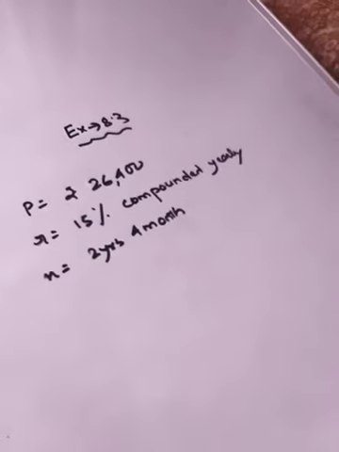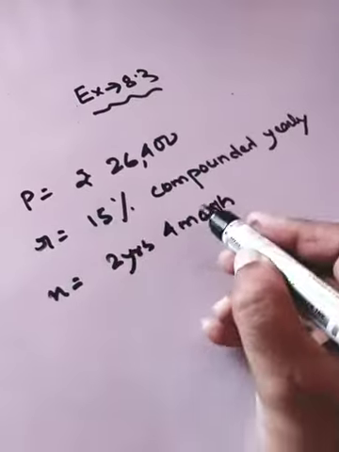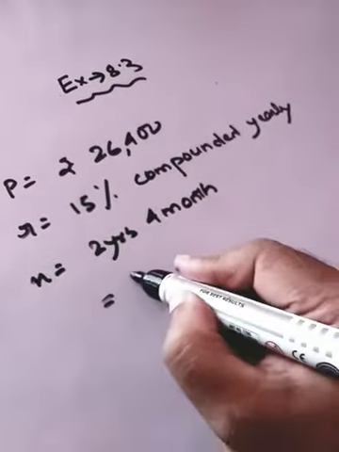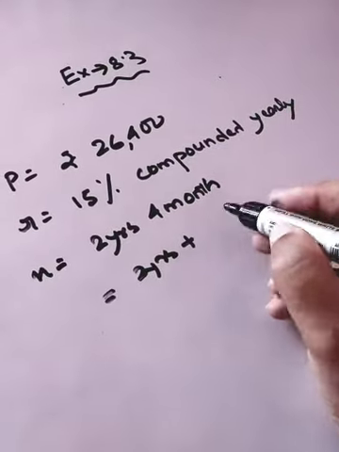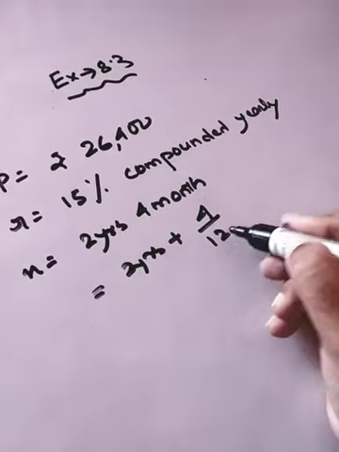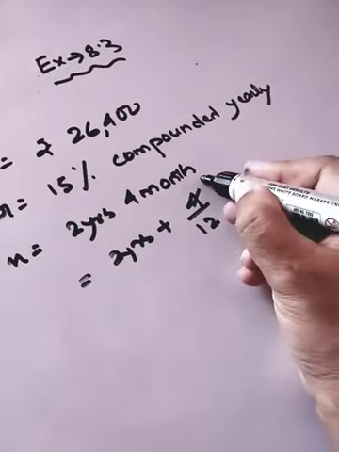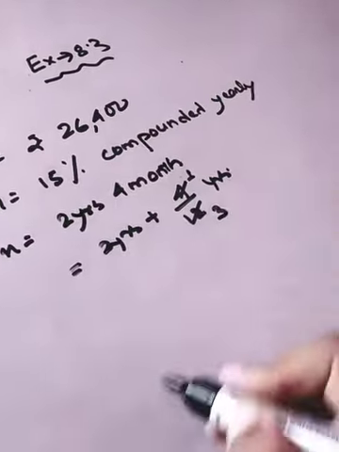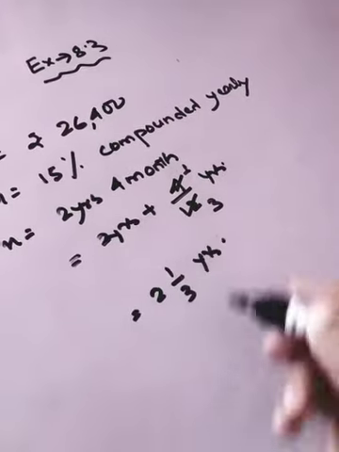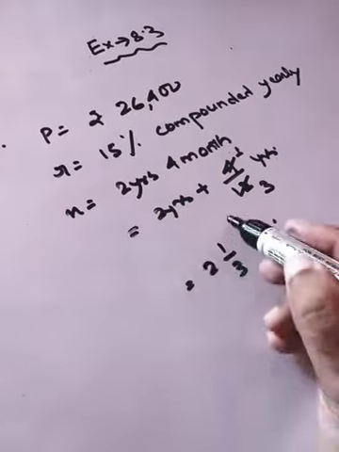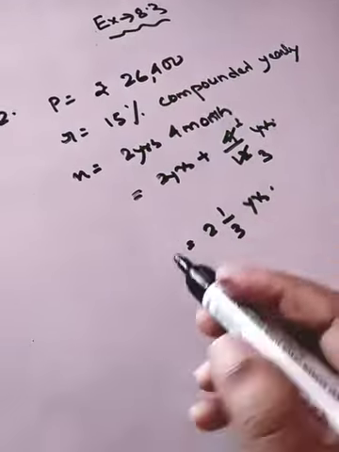Now n is given as 2 years 4 months. So you have to convert this whole term into year form. So 2 years plus 4 months converted into years, so you divide by 12. Now reduce it: 4 ones are 4, 4 threes are 12. So it is 2 1/3 years. Now I hope you have understood how to frame a formula when time is in this format.